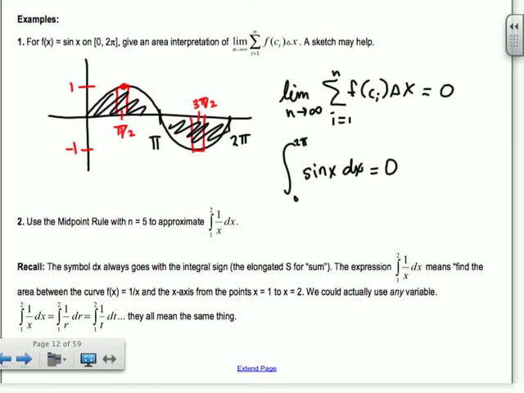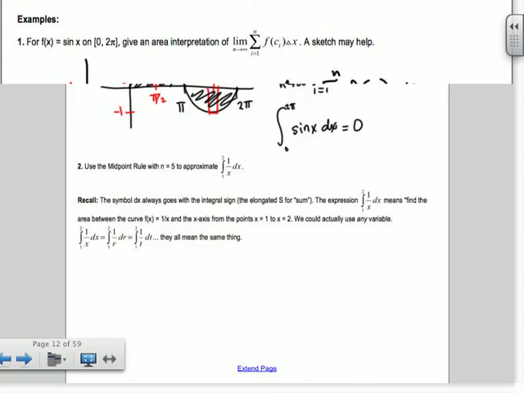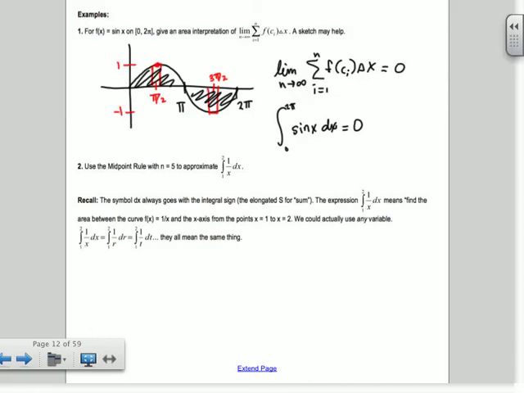Okay, so number 2: use the midpoint rule with n equals 5 to approximate the integral from 1 to 2 of 1 over x dx. It says recall the symbol dx always goes with the integral sign. The expression 1 over x dx means find the area between the curve f of x equals 1 over x and the x-axis from the points 1 to 2. So like I was saying, this is only because our curve is above the x-axis. If it goes below, saying the area is kind of tricky.